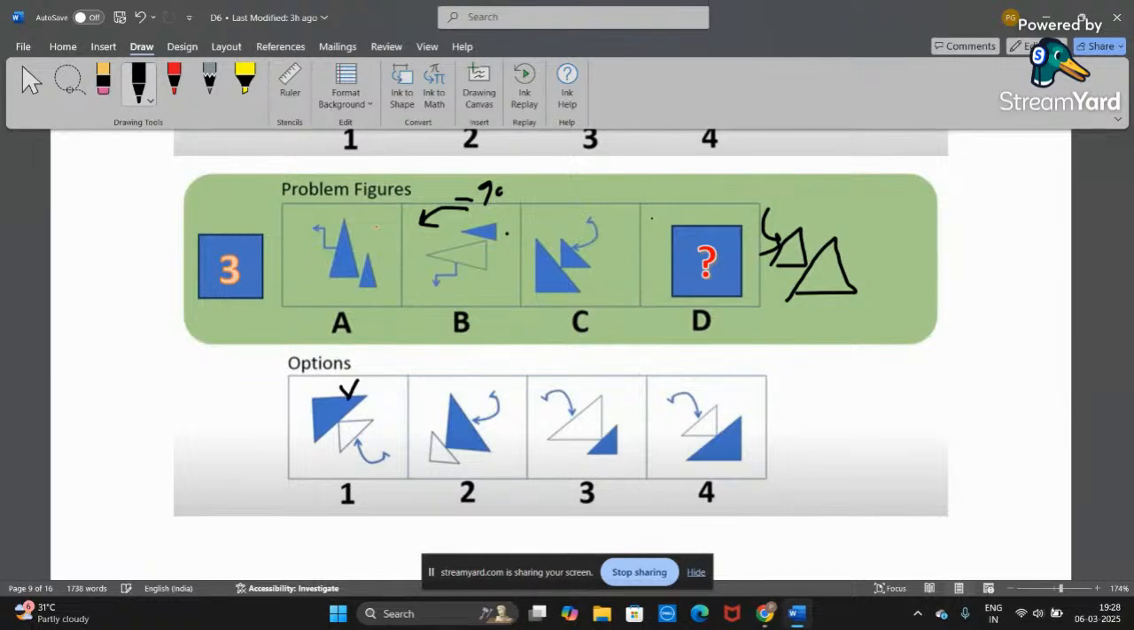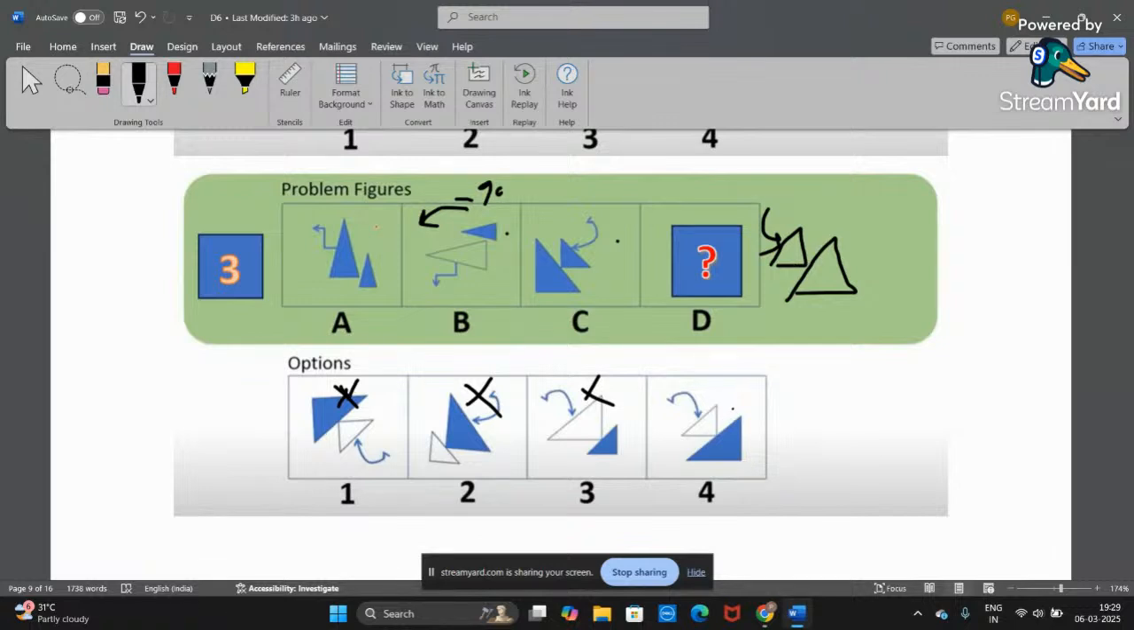So this cannot be the answer because it is tilted anti-clockwise, but it is showing clockwise, so this is not the answer. And this direction is the same, so this is not the answer. In this, the first triangle is bigger and the second triangle is smaller, but they have given the first triangle as smaller and the second triangle as bigger, so even this is wrong. So the remaining answer is this, and think about the logic applied.